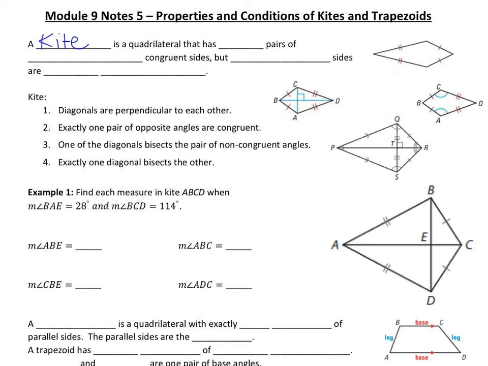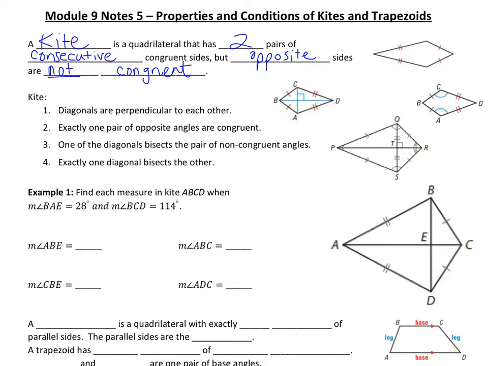And a kite is a quadrilateral that has two pairs of consecutive congruent sides. You can see that in our picture over here on the right, that these are consecutive congruent sides. So notice that the opposite sides are not congruent to each other.